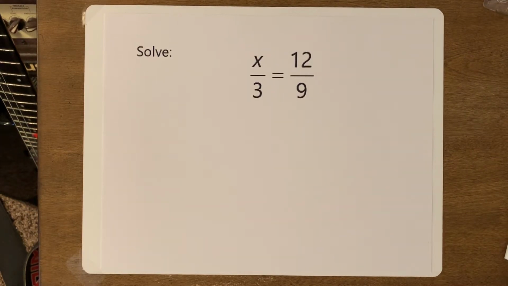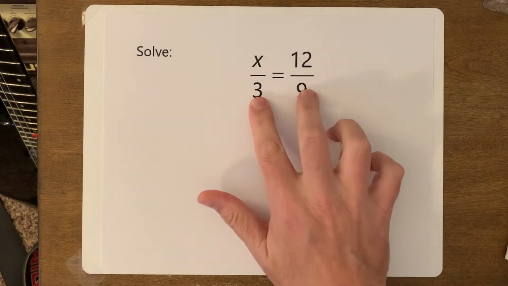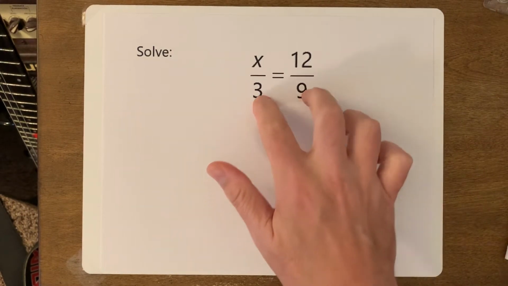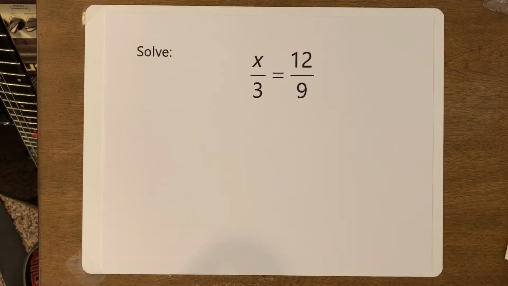Hey guys, this is Mr. C, and in this video, we're going to be solving some proportions. A proportion is basically when you set two ratios equal to each other, and we call those two ratios to be in proportion. They're usually going to be fractions.